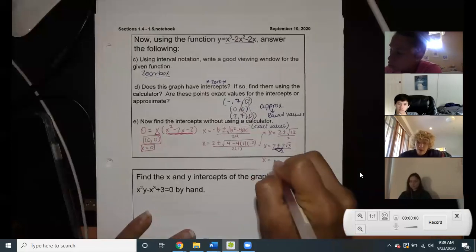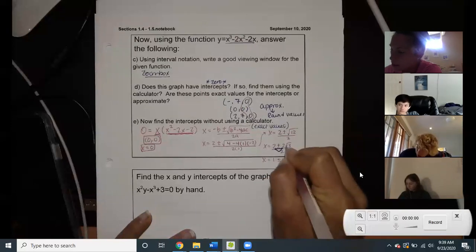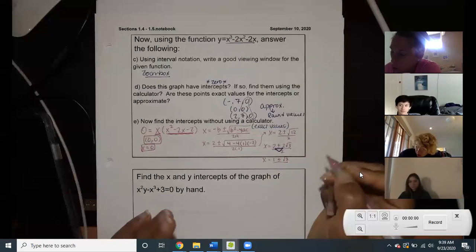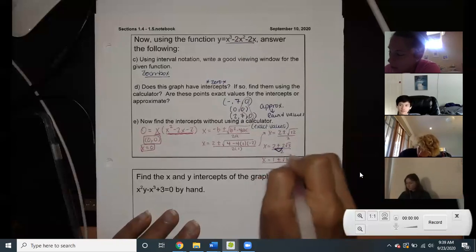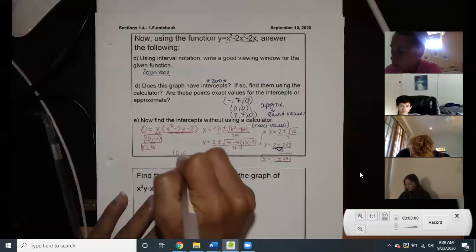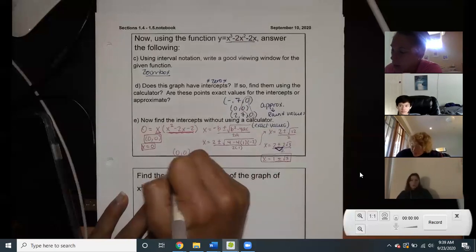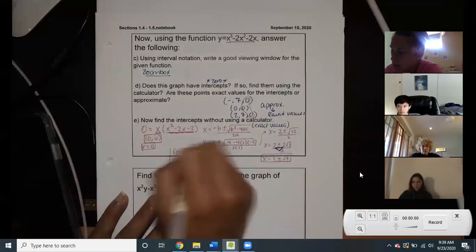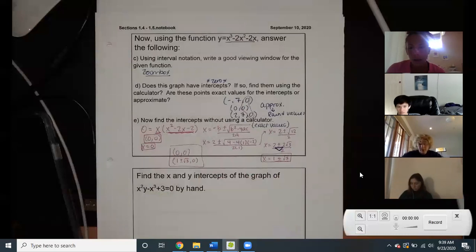So x equals 1 plus or minus, this is going to become 1 as well. I'm just going to leave it root 3 over 1. So really I can leave my answers like this. If I ask you for exact intercepts, this is what you would say: 0, 0 is an exact intercept, and 1 plus or minus root 3, 0 is an exact intercept. That's what I'm looking for, that radical value, not a decimal approximation.